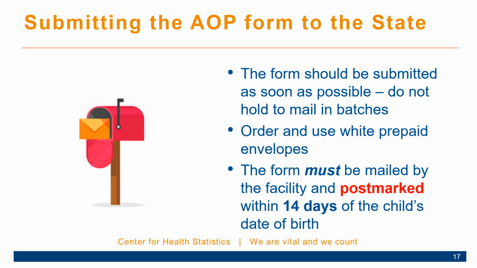Submitting the AOP form to the state. The form should be submitted as soon as possible. We ask that you don't hold on to those and mail them in batches. Use the white prepaid envelopes. The white envelopes are specific to paternity, and you can order those from the state. And the form must be mailed to the facility and postmarked within 14 days of the child's birth.